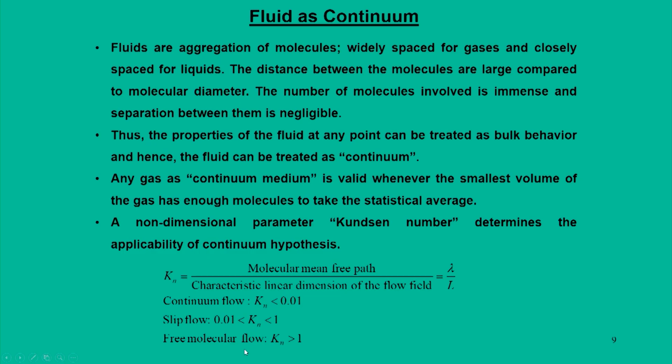Now, when the fluid is treated as a continuum, lambda and L are of the same scale. That means we are not interested in the microscopic approach or changes happening in a microscopic manner. So, for a continuum flow, the Knudsen number is much less than 0.01, and if it is higher than that, then other types of flow come into the picture, that is slip flow and free molecular flow.